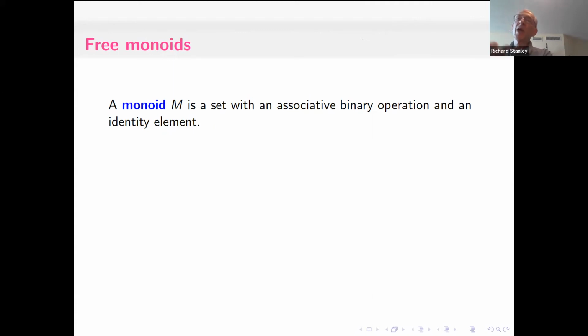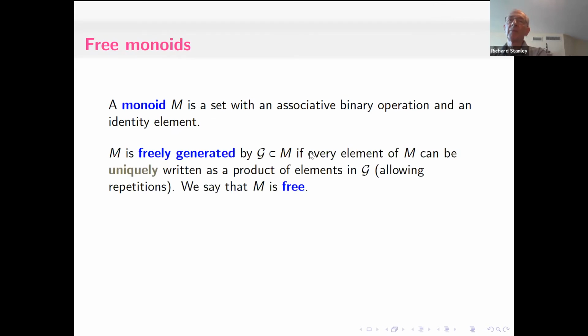So a monoid M is a set with an associative binary operation and an identity element. So it's just like a group, except we don't insist on inverses. We'll say that a monoid M is freely generated by some subset G of M if every element of M can be uniquely written as a product of elements in G, allowing repetitions. And then we'll say that M is a free monoid.